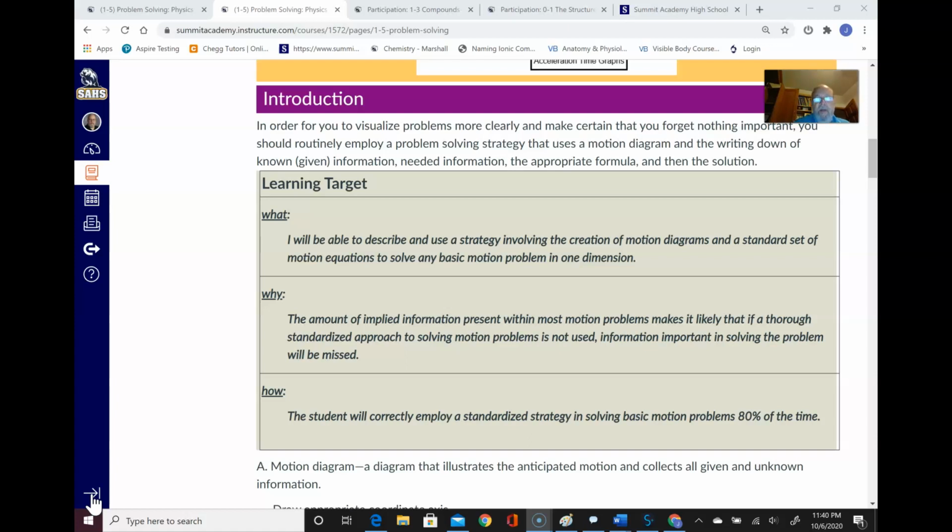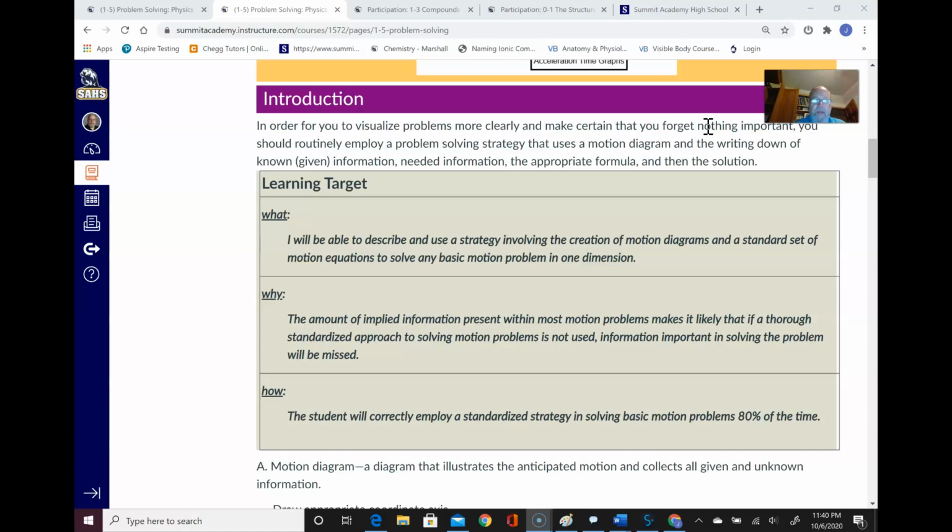The whole purpose of this section of the discussion is to create a consistent strategy for you to use to figure out how to learn to solve motion problems. In order for you to visualize problems more clearly and make certain that you don't forget anything important, you have to have some kind of a strategy. And you have to perform the strategy consistently and faithfully every time, or because of the amount of information in the word problem that's not stated directly, it's just implied, you will forget things.